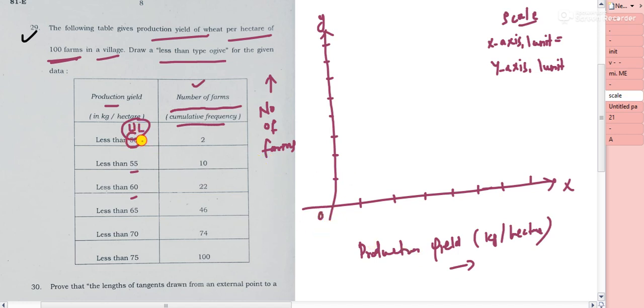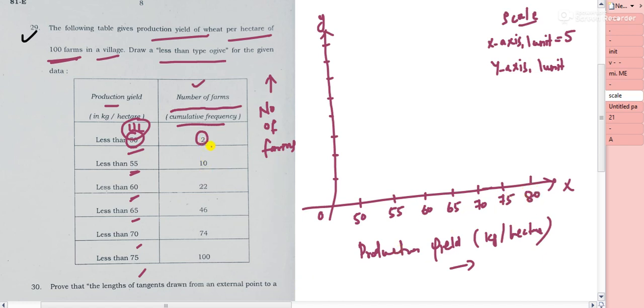Now look, for 50 the value is 2, but before that you have to write the scale. Here if you see, it is starting from 50, then 55, the gap is 5, so I can just take the gap as 5. 1 unit is 5. So here you have to write, start from 50, 55, 60, 65, 70, 75. That's all you have in the x-axis. Here you can write 80.